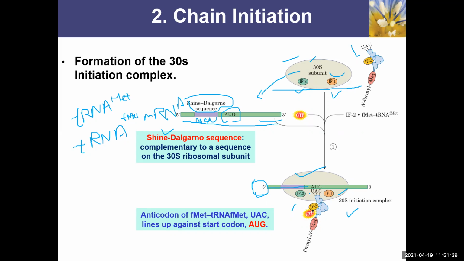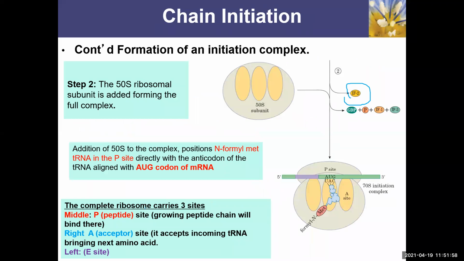So the capping is more important in eukaryotic mRNA, right? Here we have mostly the Shine-Dalgarno sequence, which is doing the job. Even though we have one more sequence in the eukaryote, which we call the Kozak sequence, you don't need to know all that because eukaryotic initiation is not in the textbook. You just need to know the prokaryotic initiation, not the eukaryotic initiation. Okay.